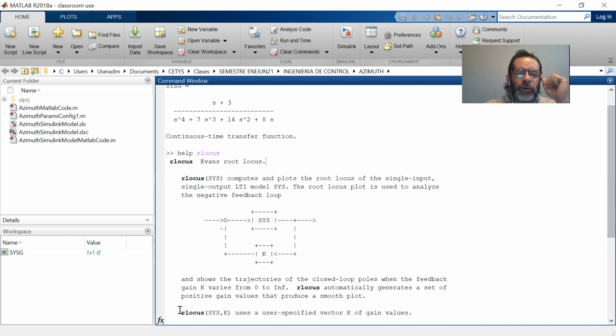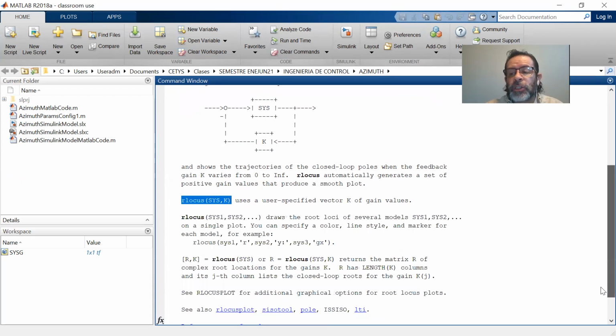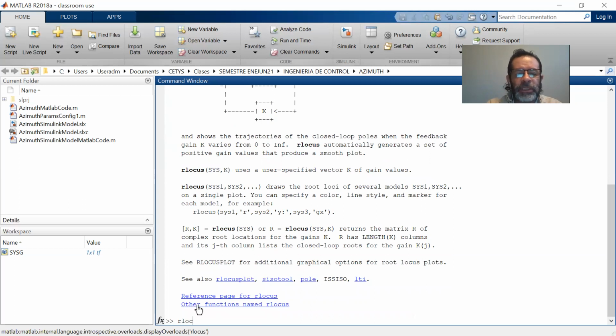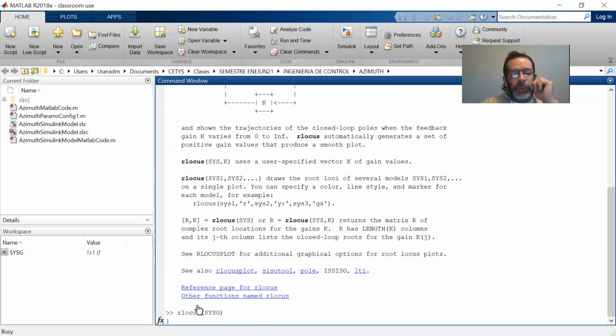So there's this version of rlocus where we can give it a vector of k, where I say I only want you to evaluate for this range of k. We can also do that. But right now, let's trace the whole root locus for this system. So I'm going to say rlocus of sys_g. It's going to take a little bit here.